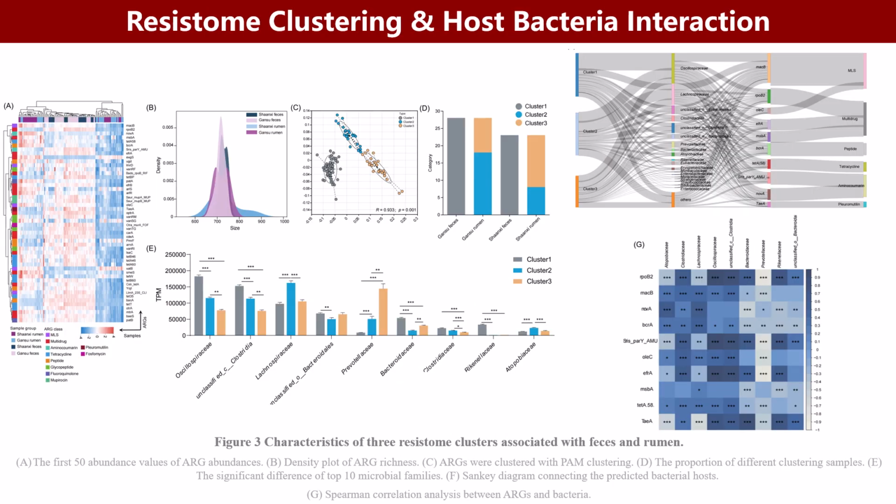Through clustering analysis, this study identified three patterns of the resistome. All fecal samples clustered into one group, while rumen samples were divided into two groups. Prevotellaceae and Lachnospiraceae are the key hosts of rumen resistance genes, while Ruminococcaceae dominates the fecal resistance genes, indicating that the microbial community structure shapes the distribution of the resistome.